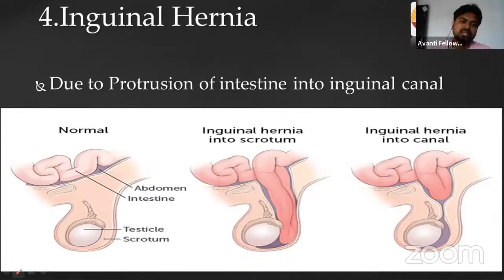So when an inguinal hernia happens, at that time the intestine comes in contact with the testis, and the intestine goes inside the scrotum, okay, and this is known as the inguinal hernia. Actually, the doctor operates and removes this intestinal part from the testis. This is an inguinal hernia into the scrotum, and this is known as the inguinal hernia in the canal, okay.